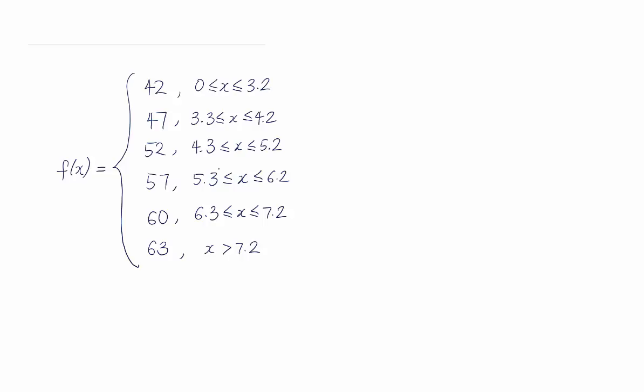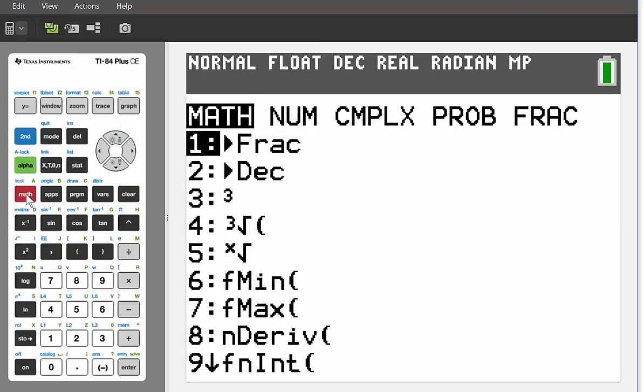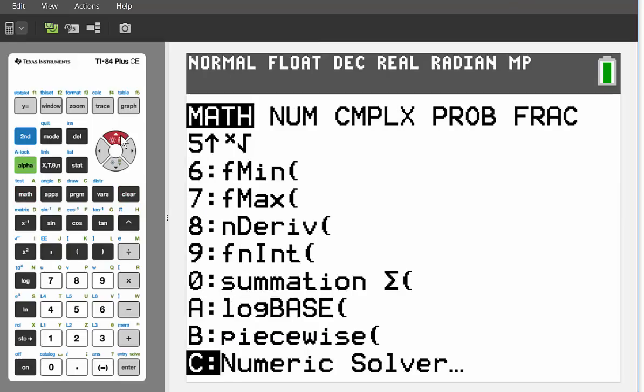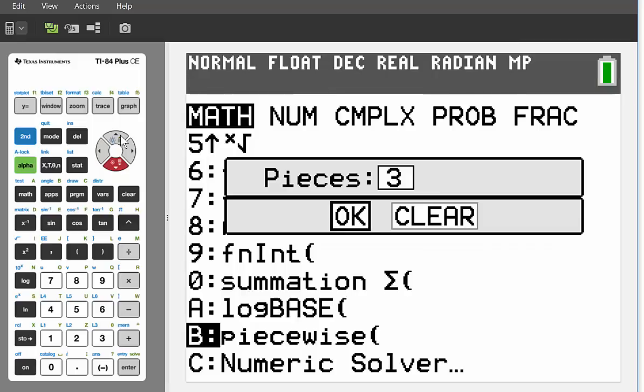How can we key this into our GC? One way is simply to key in y1, y2 all the way until y6. But that is not the most efficient way. There is in fact a better way. If you go to math, press the up arrow, you can see somewhere at the bottom there's a piecewise option. So let's enter. How many pieces do we have? We have 6. Unfortunately, the GC can only give us up to 5 pieces. So since we have 6 pieces, one way is to split it into 2 times 3. Move down and choose OK.